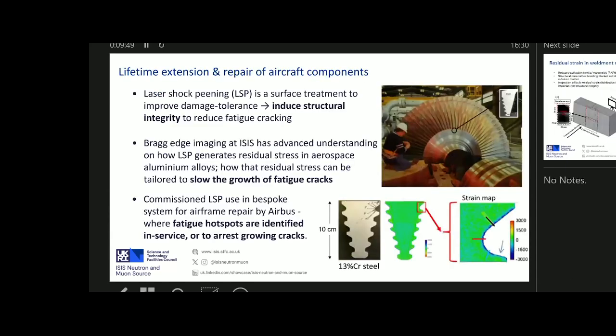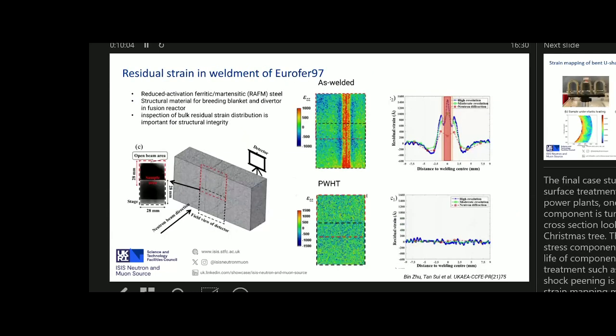And this is an industrial application, which is a turbine blade, the root of the turbine blade, which also has laser shock peening. So they use this technique, again, to measure the surface compressive strain.